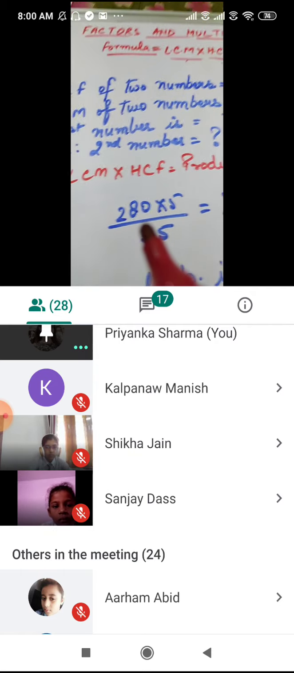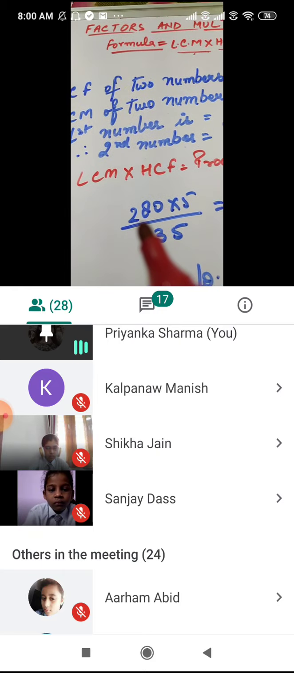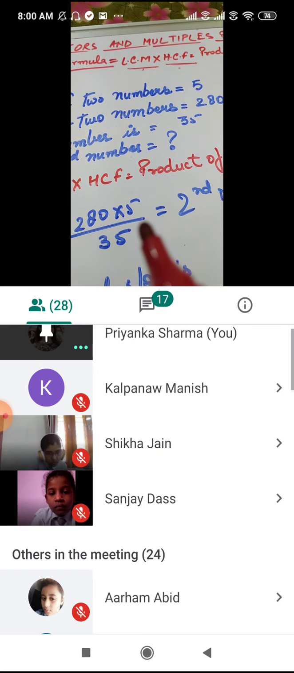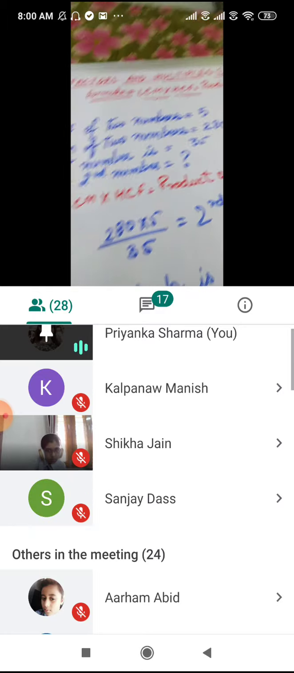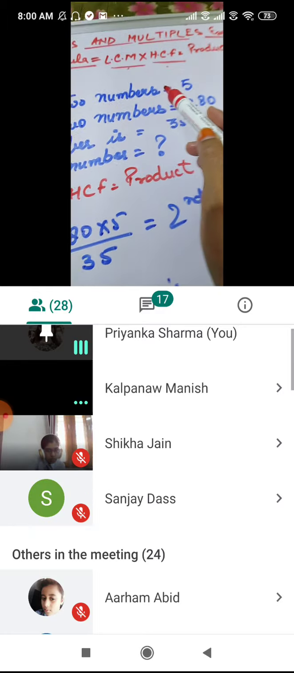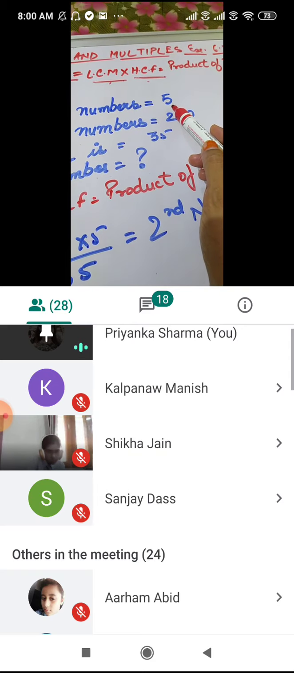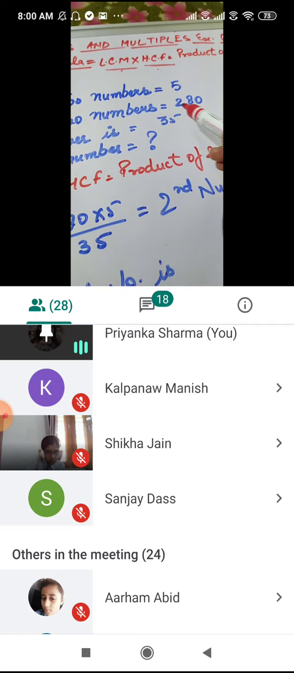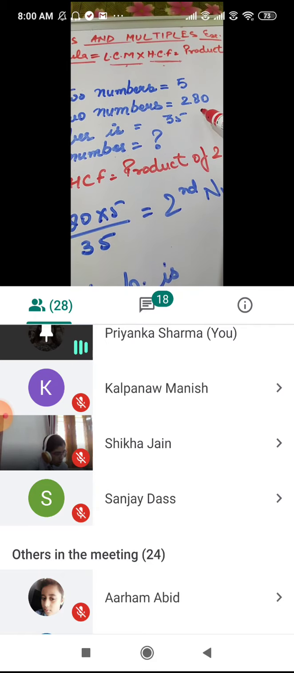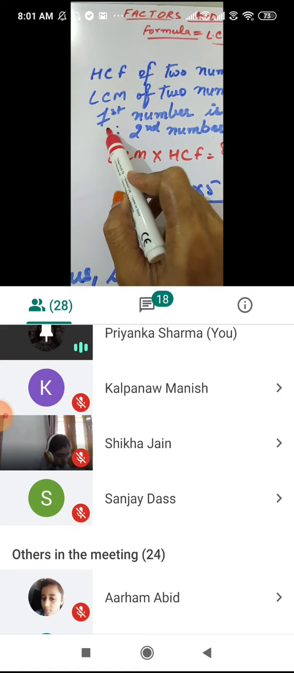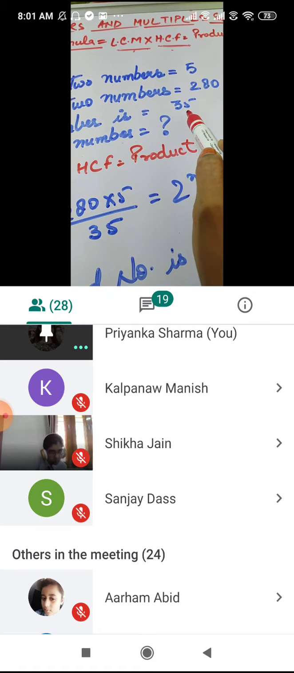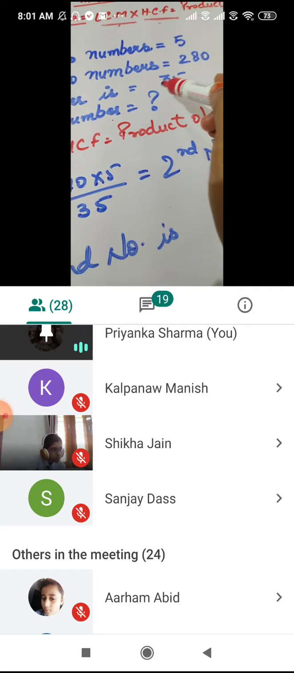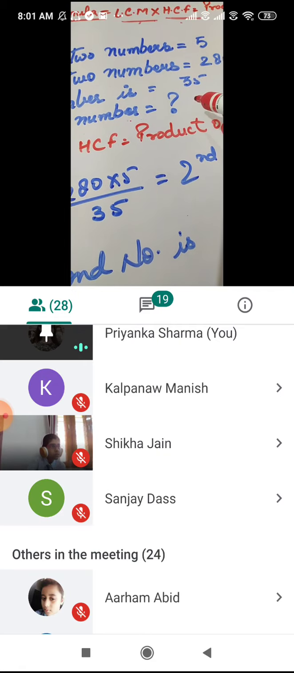Let's understand. First thing that you are going to write is HCF of two numbers. Whatever is given in the question, you write it accordingly. So the first line says HCF of two numbers is equal to 5. We are going to write like this. Then the second line says LCM of two numbers is equal to 280. This was also given in the question. Then what else is given in the question? First number is 35. And what we have to find out? Therefore, second number is equal to question mark, means we have to find this number.